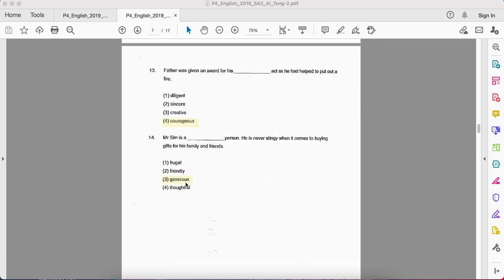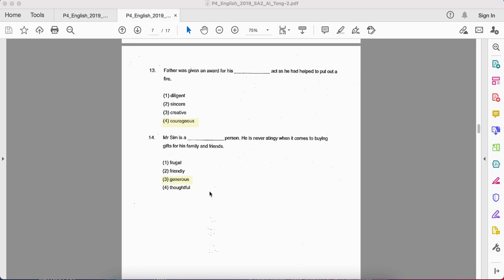Question number 14. Mr. Sim, blank person. He is never stingy when it comes to buying gifts for his family and friends. So you can tell that he is a giving person, a very generous person, okay? So if you look at the answers, frugal, no, that's quite the opposite because you're not spending kind of thing. He's never stingy when it comes to buying gifts for his friends or family. So no, not frugal. Friendly doesn't quite gel with the second part of the sentence here.